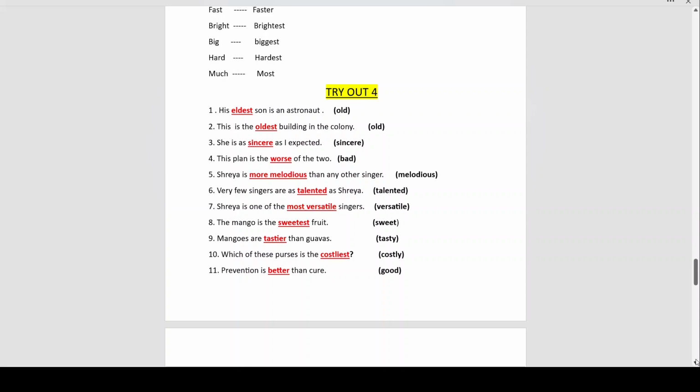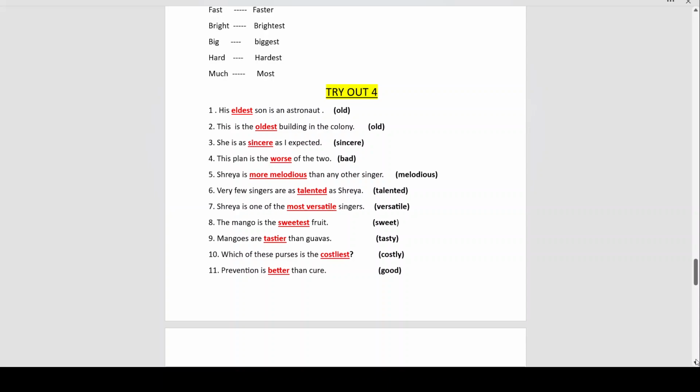Number 9. Mangoes are dash and guavas. Tasty. Now in this example, I am comparing two things, two fruits, mangoes and guavas. So mangoes are tastier than guavas. Number 10. Which of these purses is a dash? Costly. Costly, costlier, costliest. So I am comparing more than two purses. Therefore, I use the superlative degree of costly, which is costliest. Had I compared only two purses, I would have used costlier.